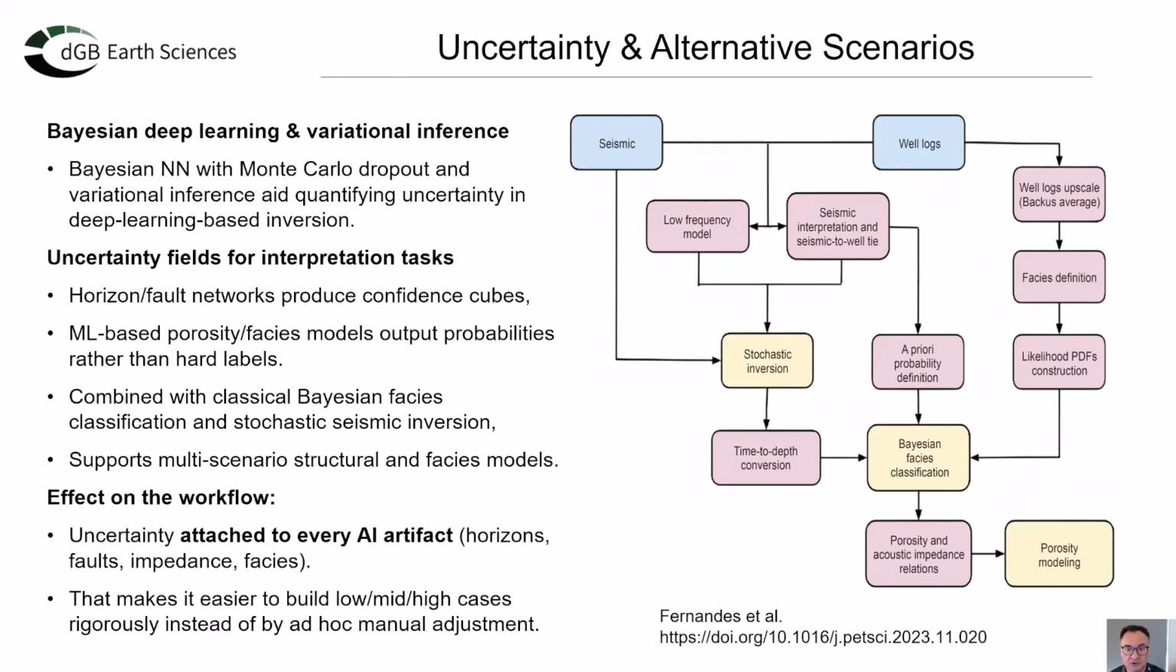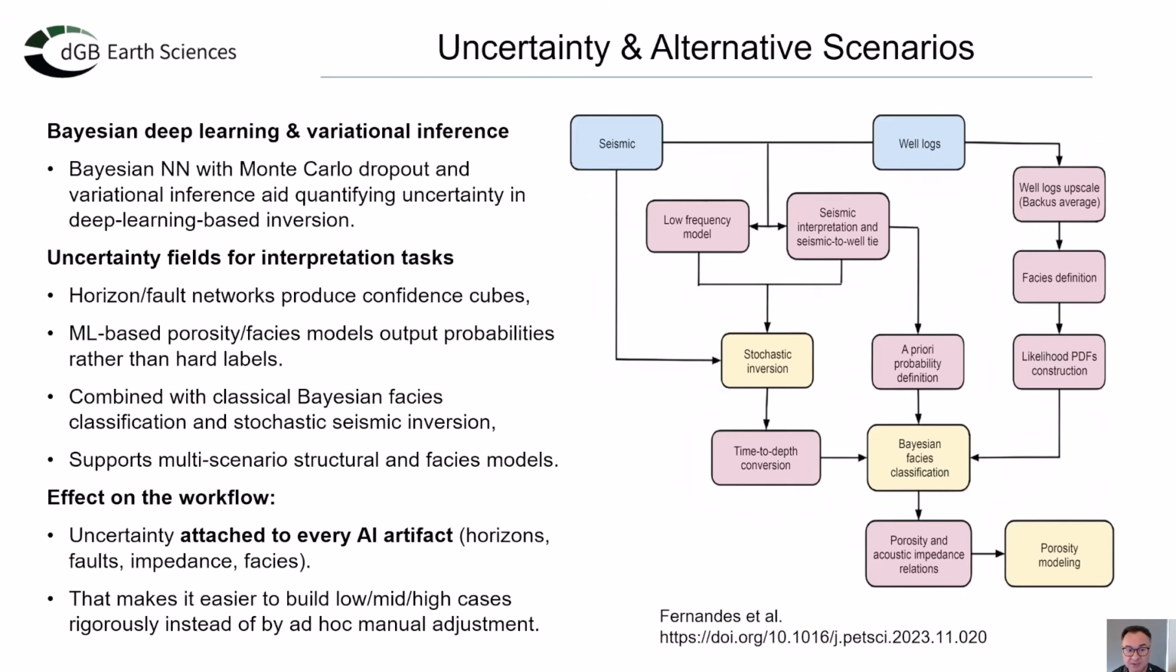That brings us, of course, to uncertainty and alternative scenarios. And with all of these things, all kinds of scenario models, looking at simulations, varying all of these things, these help us get a handle on uncertainty, and we can use various machine learning methodologies to help us in these workflows, using things like Bayesian deep learning and variational inference.